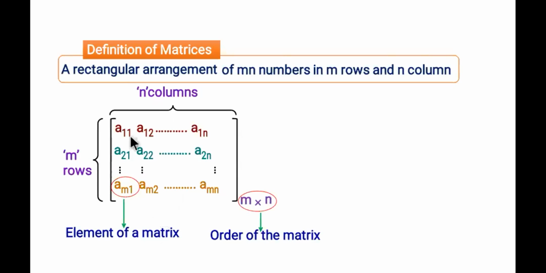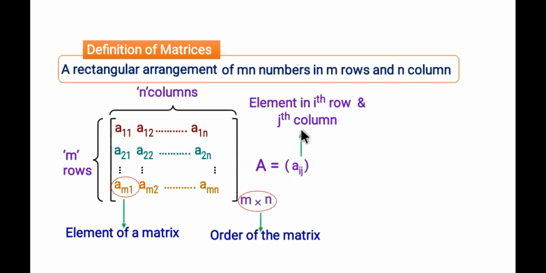by n matrix. So let's generalize this. You can say A is equal to [aij], where i and j represent the ith row and jth column. So ij represents which row and which column. Your general way of representing the matrix can be A is equal to [aij] of order m into n. So this is the definition of matrices.